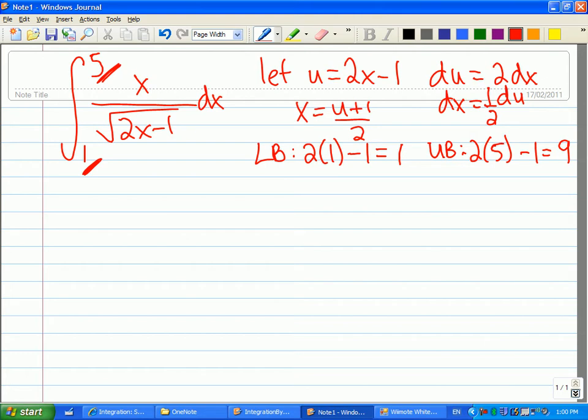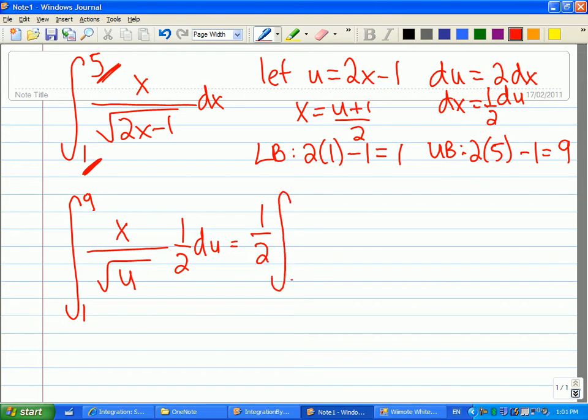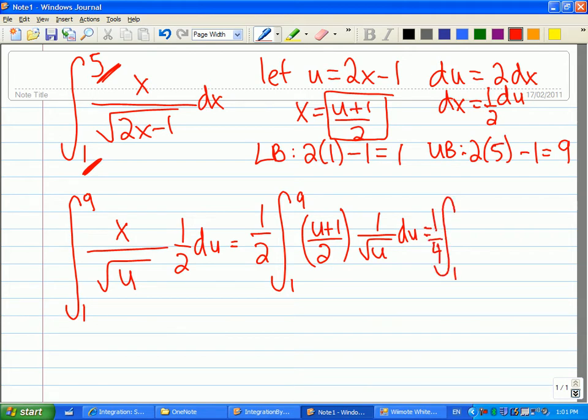Okay. So in the new integral, I'm going to be going from 1 to 9 of x over root u, and I've got 1/2 du here. So I need to make a couple of substitutions and try to rearrange this. I'll bring the half out front. So 1 to 9. I've got a substitution here for x, so let's put that in. That'll be u plus 1 over 2 times 1 over root u du. And probably the nicest I'm going to get before I have to start doing the actual integral, we'll take that out and get 1/4. So I'll have u plus 1 over root u.